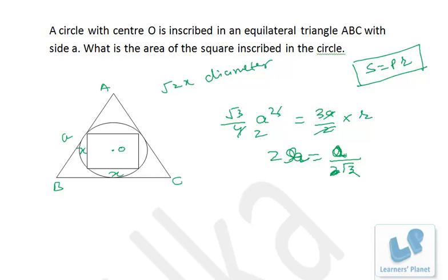Right? Now what do we want? X square, that is area of this square. So root 2x is this. So 2x square will be A square by 3. Okay, so x square will be A square by 6. That will be the area of this square, right? Very simple calculation, only concept is involved over here.